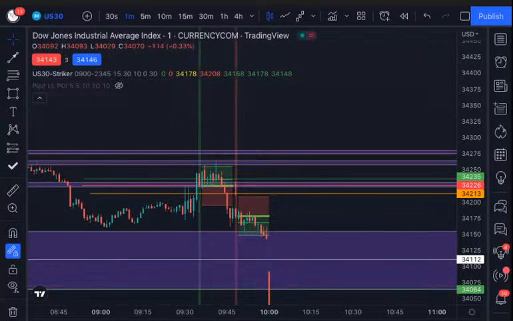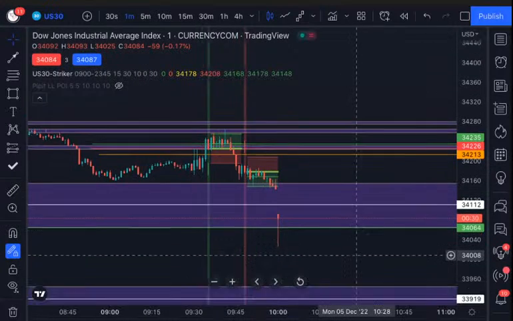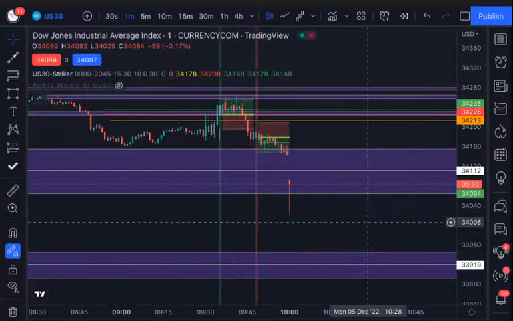I think price might just gap and overextend. Oh man, that dropped. I was in the sell. I'm up crazy on that. It's probably a news event because it's still dropping.